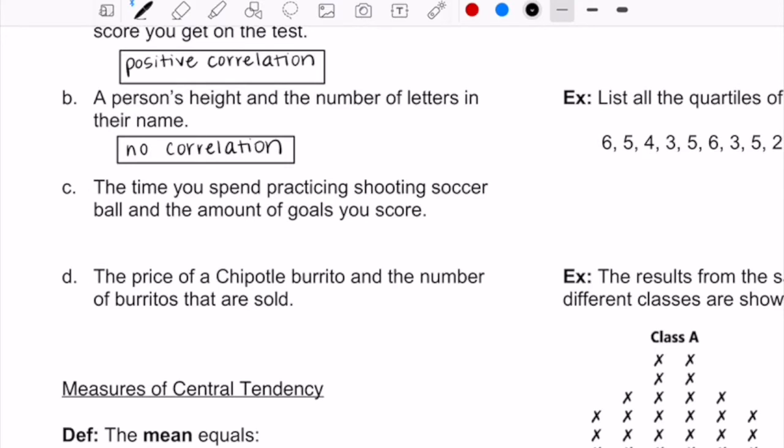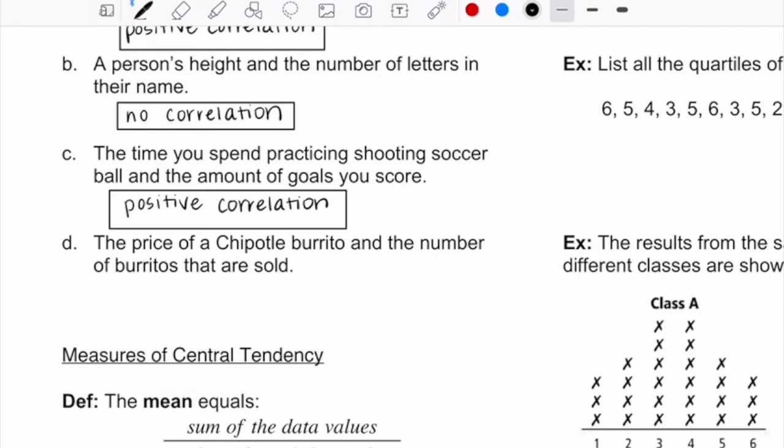On C, the time you spend practicing shooting a soccer ball and the amount of goals that you score, we would expect that additional practice would result in increased performance. And so we would say that these would be correlated positively. And then lastly, if a product increased in price, we would expect that the number of items that were sold would decrease. And so we would say that these are correlated negatively.